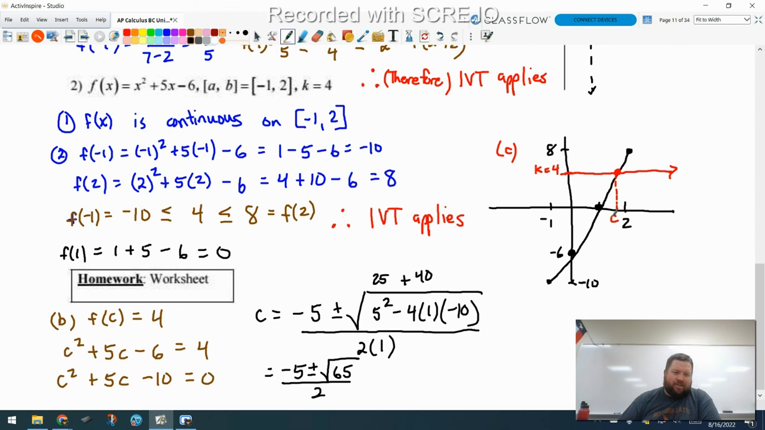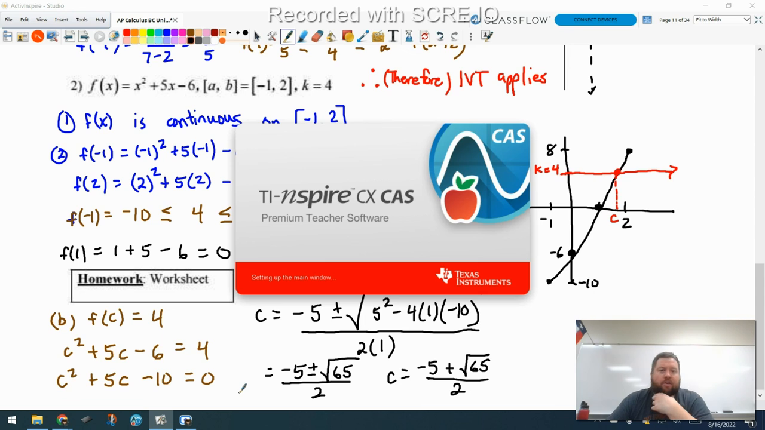So if I'm going to verify it's actually between here, I do want the positive version, not the negative version, because negative 5 minus the square root, that'd be on the negative side of this graph. So I definitely want C is equal to negative 5 plus the square root of 65 all over 2. And then we'll plug this in our calculator just to see. Okay, now if you had a calculator available, I wouldn't recommend doing the quadratic formula. I would say just solve this using the calculator. So I might as well go over that too while I'm here. Give the calculator a minute to load up here.